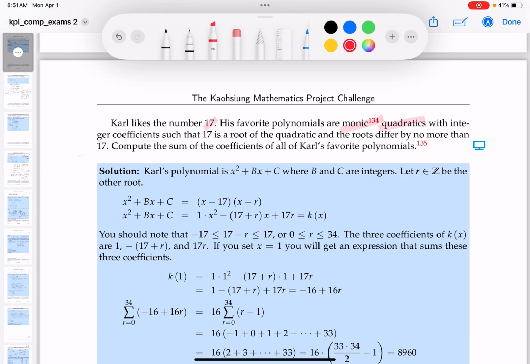It says integer coefficients, it says one of the roots is 17, and there's going to be two roots of the quadratic that differ by no more than 17. You like 17? Compute the sum of the coefficients of Carl's favorite polynomial. Look at the whiteboard. By the way, this comes from the Stanford Math Tournament. So let's take a look at it.